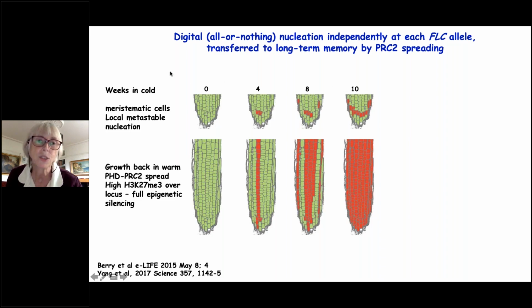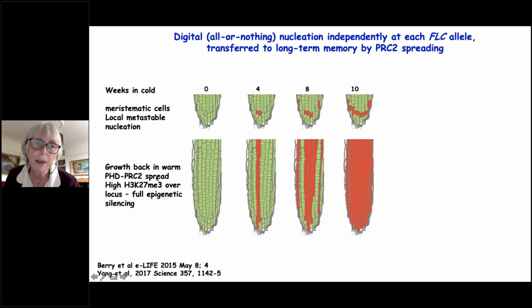What happens is there's a transcriptional shutdown, as I showed you, and then the cells, and I'm showing you a schematic of the root here, are either in a state where they're epigenetically on at FLC, transcription's already off, they're epigenetically on, or they've switched and nucleated and they're epigenetically off. And I've shown a couple of red cells here to indicate these have switched. And with increasing cold, this low probability nucleation event occurs in more and more of the cells, in fact, at each allele independently.